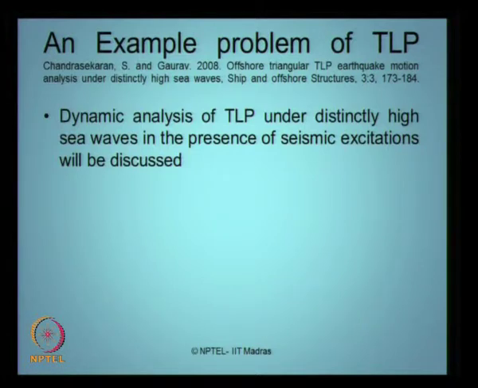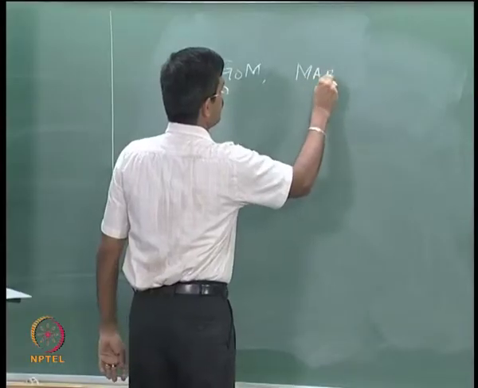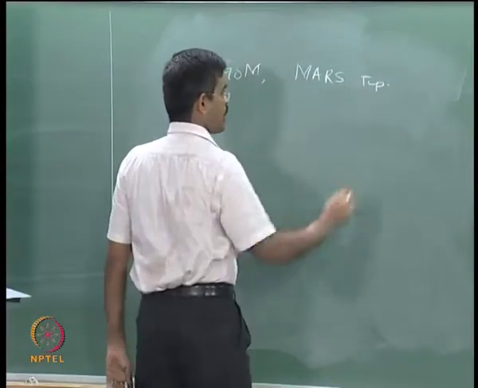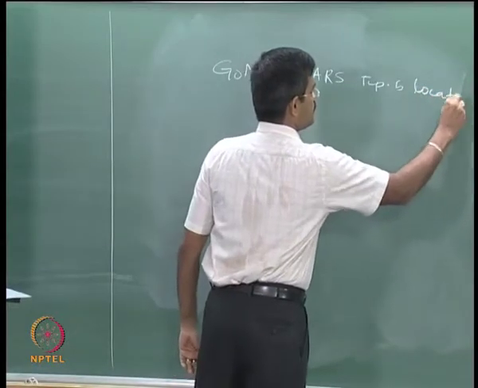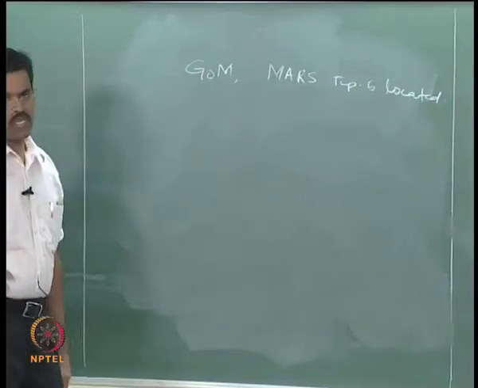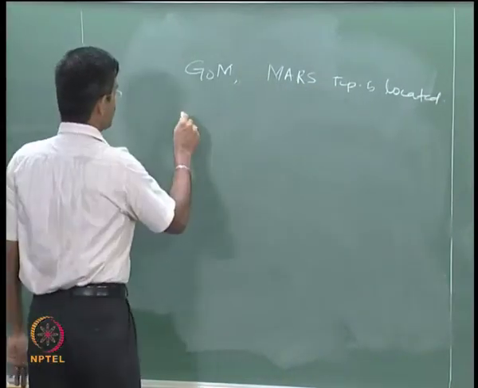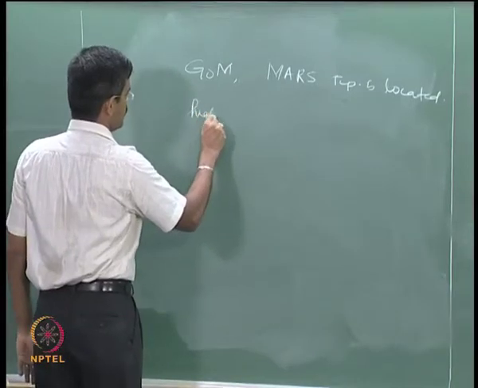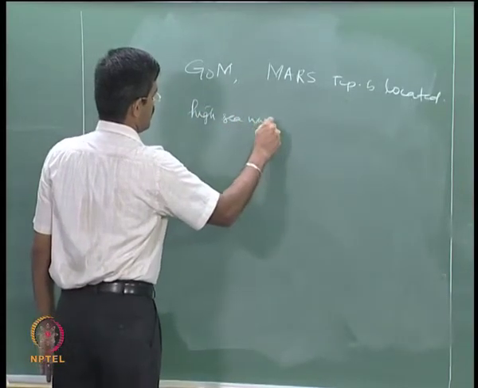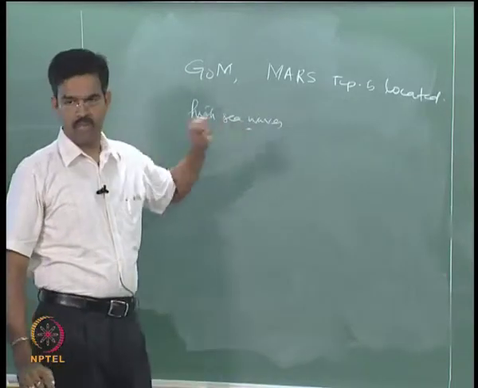Let us say in Gulf of Mexico at Mississippi Canyon Bay, as a specific geographic location, we have got Mars TLP located. So, there have been observations in this specific sea state that there are distinctly high sea waves which come in this location. The wave height is very high.